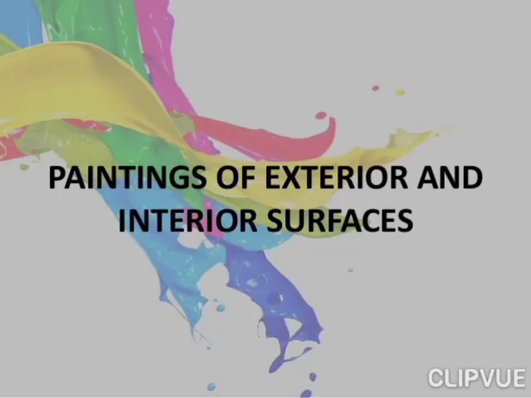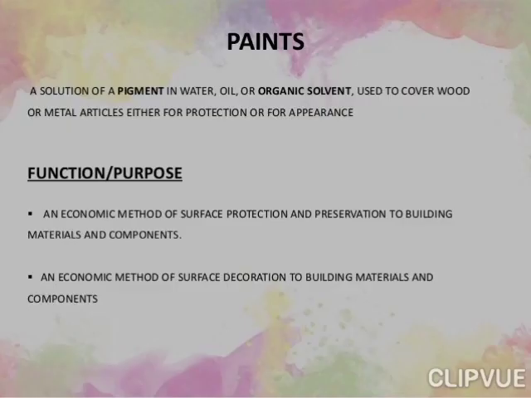So today we are going to talk about an important topic, that is about paintings of the exterior and interior surfaces. What is a paint? A solution of a pigment in water, oil or organic solvent, which is used to cover wood or metal articles either for protection or for appearance.